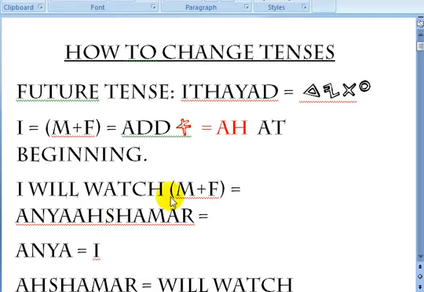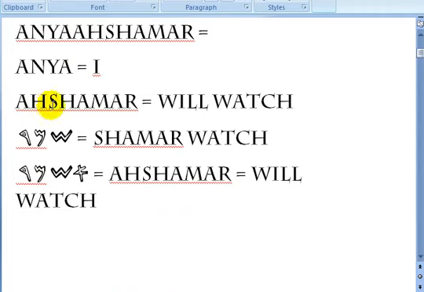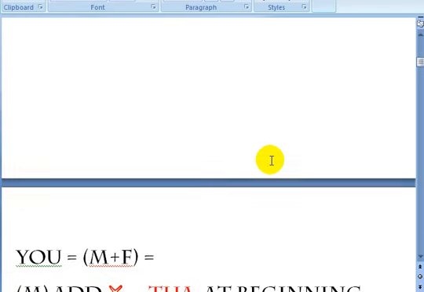So it says I will watch, male plus female, anya, ashamar. Anya is I, and shamar will watch. I will watch. So you've got the shamar, which is watch, and ashamar is how you change it and make it future tense. Will watch. Alright, going to the next one.